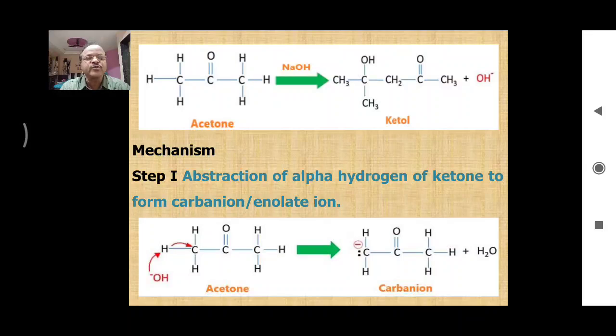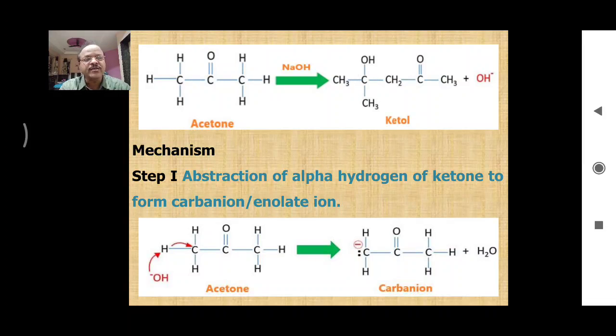Now let's move towards the mechanism of aldol condensation reaction. It involves different steps. The first step is the abstraction of alpha hydrogen of ketone to form carbanion, which is also called enolate ion. To explain the mechanism of aldol condensation, we have taken ketone as the starting compound, and the specific ketone used here is acetone. In acetone, these three hydrogens and these three hydrogens, a total of 6 alpha hydrogens, are there.